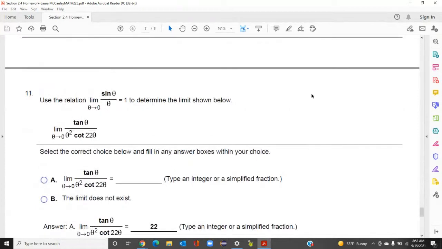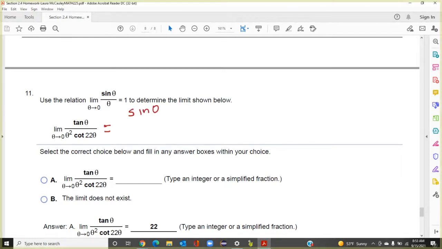How about, I don't know, look at this last one here. For this one, first off, this has tangent and cotangents in it. We kind of like things to be sine and cosine. So before I do anything, I'm just going to rewrite this with sine and cosine.